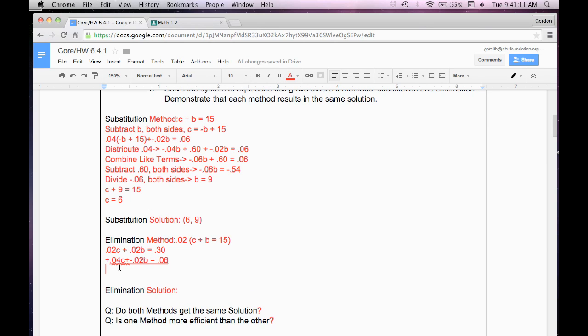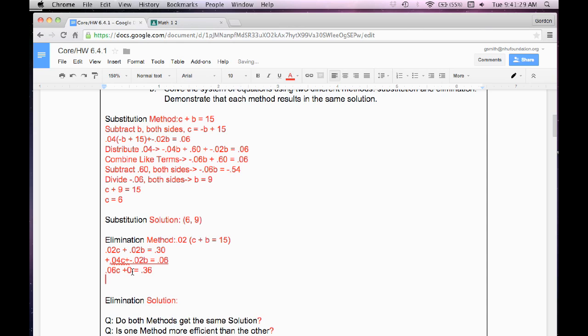0.02C plus 0.04C is 0.06C. Nice. Plus 0.02 and negative 0.02, of course, will make 0. And that will equal 0.30 plus 0.06, which is 0.36. So now we'll divide by 0.06. And that will get me C is equal to 6. All right, and then we can just plug that back in.